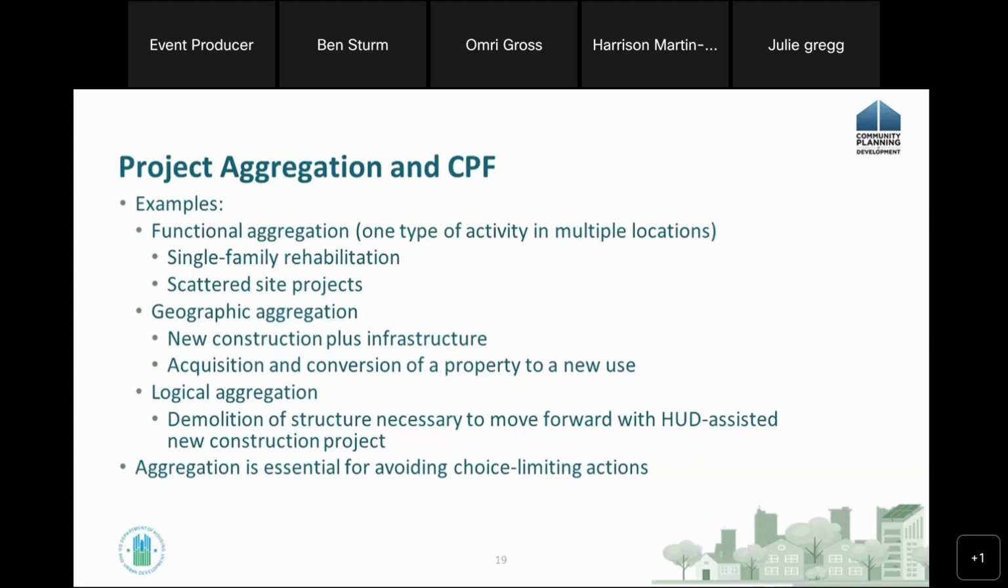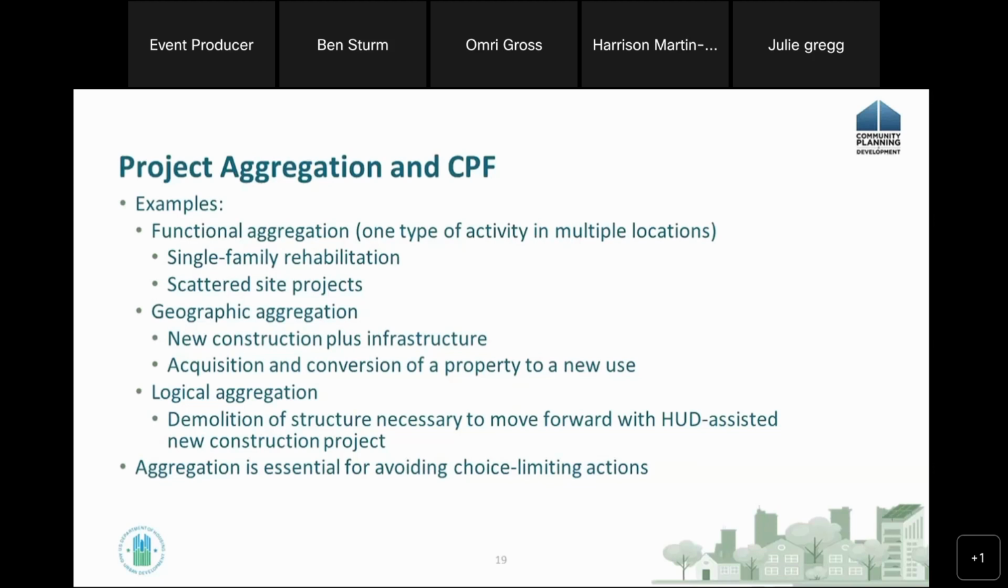And then finally, logical aggregation. So remember, this is, we can't do B without doing A. So this could be a demolition of a structure that's necessary to move forward with a HUD assisted new construction project. So there's a structure already there. The HUD assisted project, the proposed project, is just a new construction, but the structure needs to be removed before you can move forward. So we can't do the HUD assisted new construction project without demolishing the old structure. So there's a logical relationship there. And just a note here, aggregation is essential for avoiding choice limiting actions.